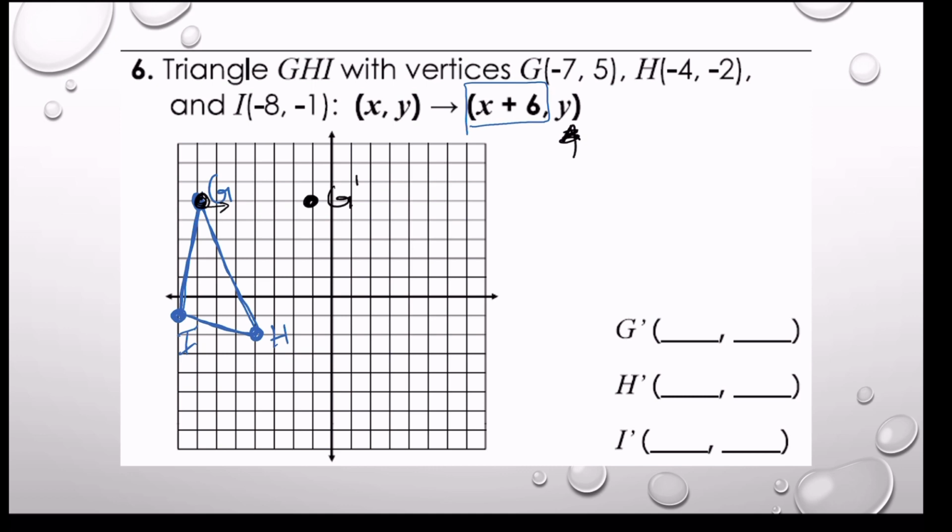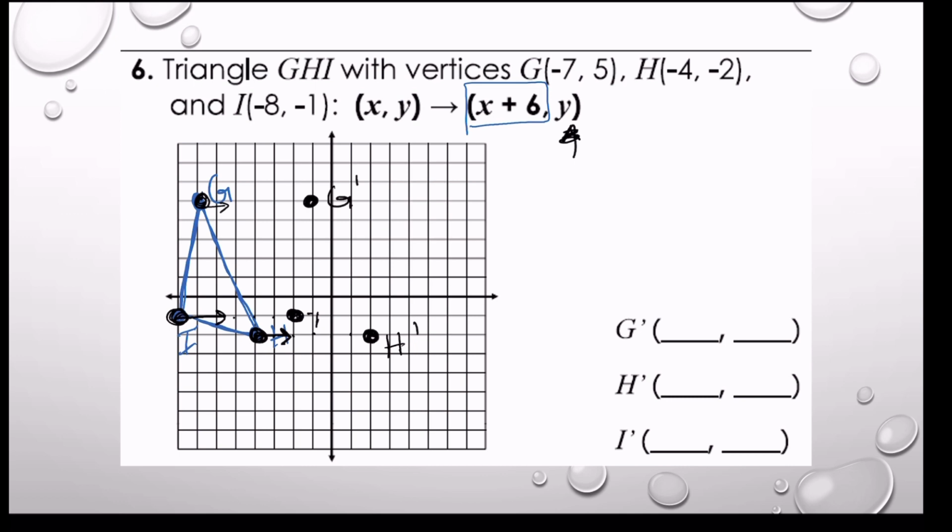So from H, I'm just going to take this point and move it right 6 spaces. 1, 2, 3, 4, 5, 6 to give me H prime. And then finally this point has to also go right 6 places. 2, 3, 4, 5, 6.